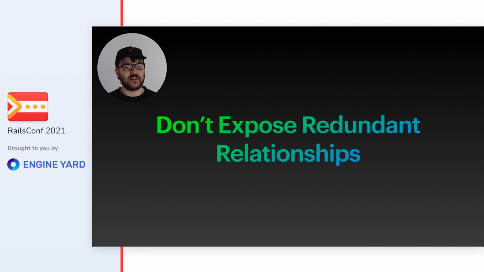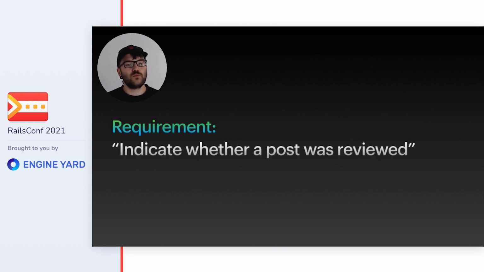Now, the second part that I want to talk about in this first principle is not exposing redundant relationships. It's really similar to not exposing fields, but with a couple of quirks that are different. Now, let's say we have a requirement that says we need to indicate whether a post was reviewed. Let's say we're building out this new feature that's called reviews, where certain blog posts get reviewed. They get a green check mark next to their title, so our users actually know that they have been peer reviewed and that they are trustworthy.